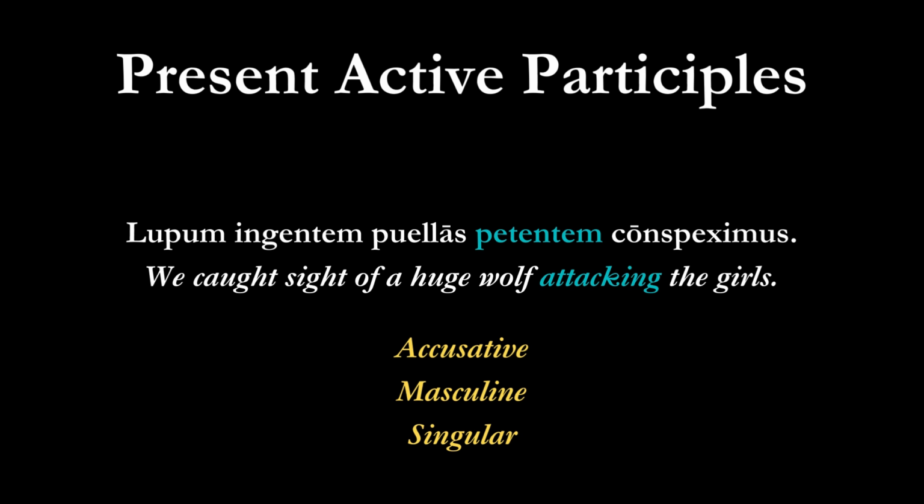So here it's accusative, masculine, singular, right? Because it's describing lupum, right? It's a direct object because that's what we caught sight of, and it's masculine singular because we're talking about a wolf, and there's only one of them. Okay. So hopefully that makes some sense. We're seeing them in action here, right? Kind of understanding how they work.